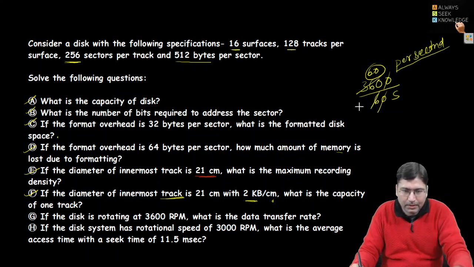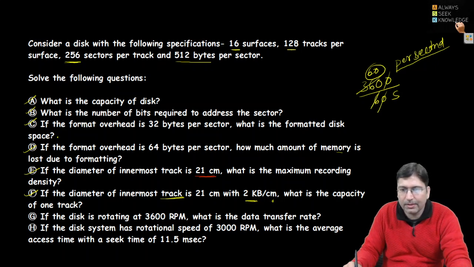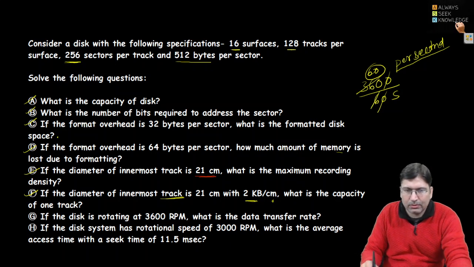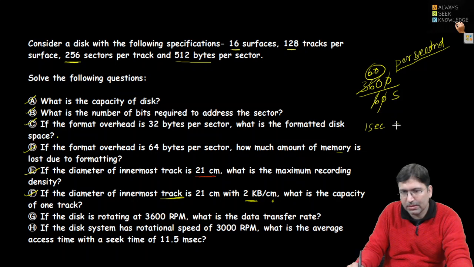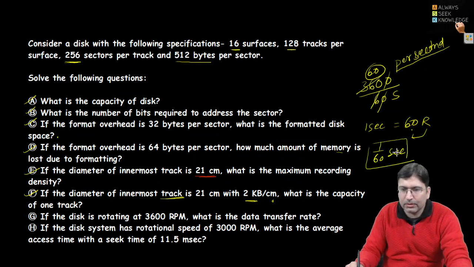This is the speed. What is the data transfer rate? In one revolution, one track will be crossed. And it is taking 60 revolution in 1 second, right? So when it is taking 60 revolution in 1 second, that means one revolution will be taken in 1 divided by 60 second. So 1 divided by 60 second it is being taken to travel one particular track.